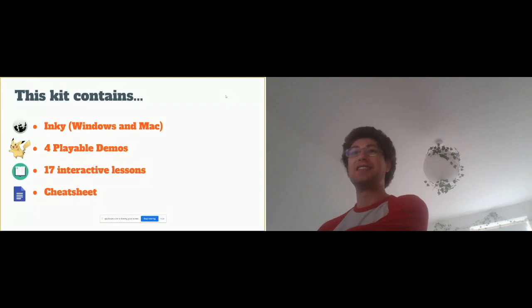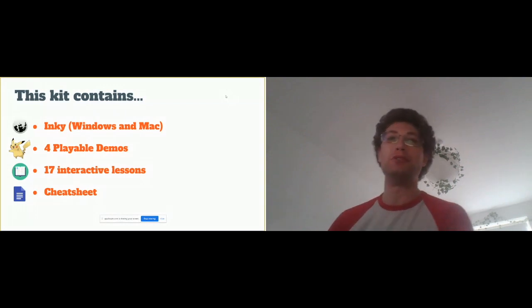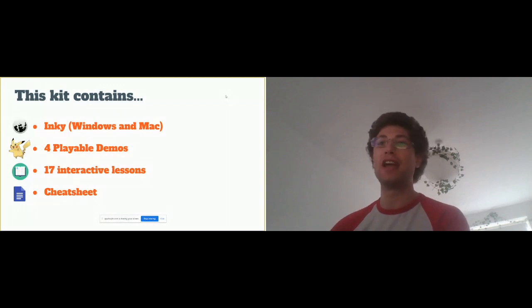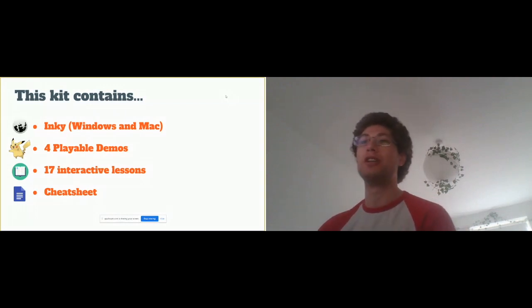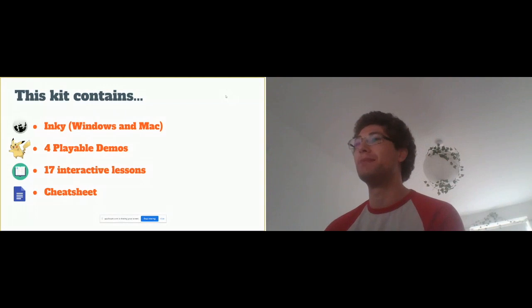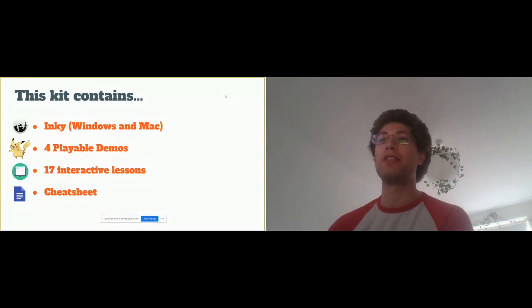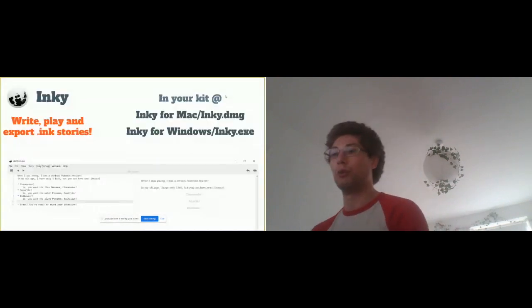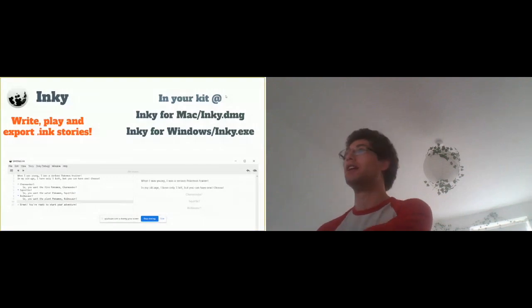So this is Inky. This is what it looks like when you boot it up. You'll see it's a window with some text you can write on the left and then your playable story on the right there. And you should be able to click any choices that you've written on the left, and I'll show you how to do that in a minute. And you should be able to play them on the right there, so you can click whichever one you want. I'll get us set up in Inky in a second. I'm just going to walk you through what's in the kit first.